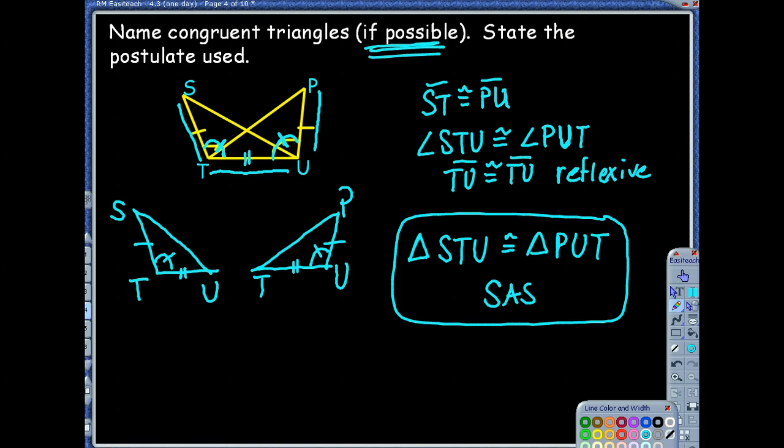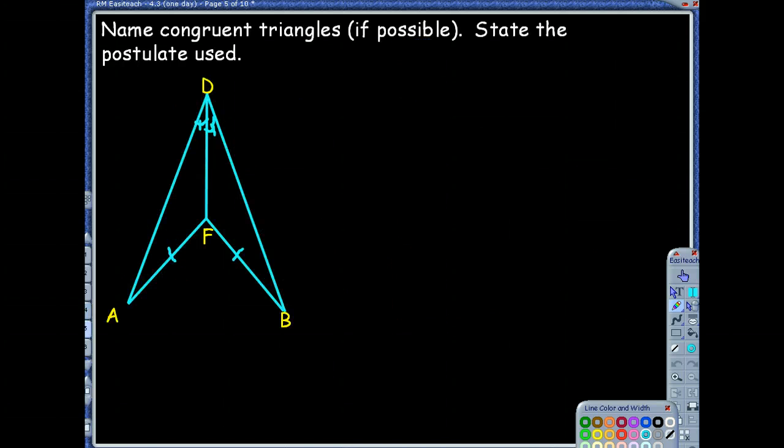The other thing I've been asked in the past is, do I have to write all of this stuff off to the side when I am answering a question like this? I would say you don't have to write the things that are already given, but other things that we didn't know already that weren't marked in the picture, that's what we're going to need. So we would definitely want to see TU is congruent to TU, reflexive, so that we know where that third piece came from. Perfect. Thank you.